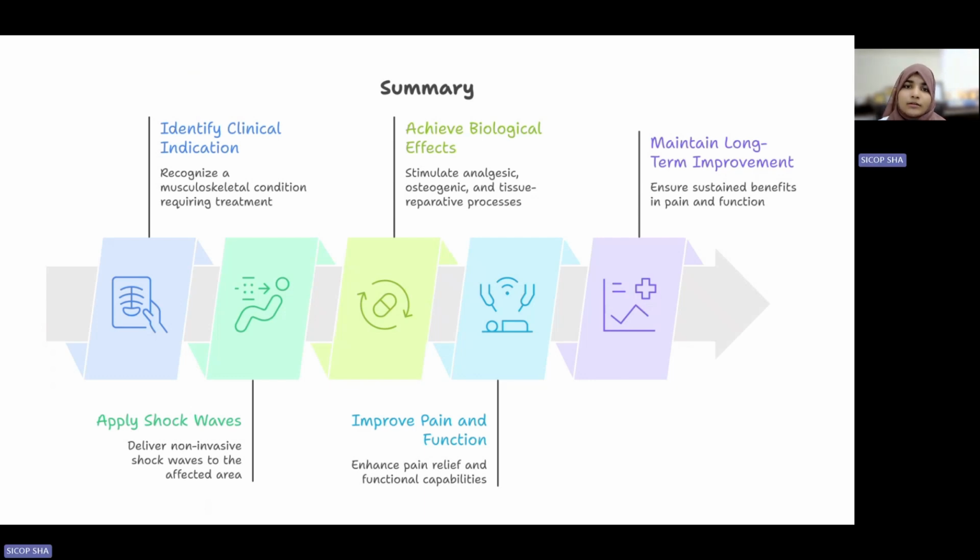So, in summary, first we need to identify clinically what is the condition. Then we need to scan using the treatment head. After scanning, we have to apply particular shockwaves. And then the biological effect is seen, which stimulates analgesic effect, osteogenic effect, and tissue reparative process. So this helps in improving the pain and function of the patient, and it will help in maintaining the long-term improvement by ensuring the sustained benefits in pain and function.